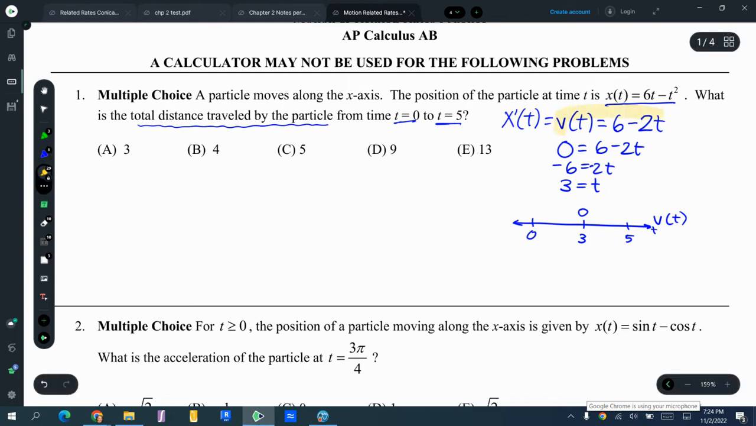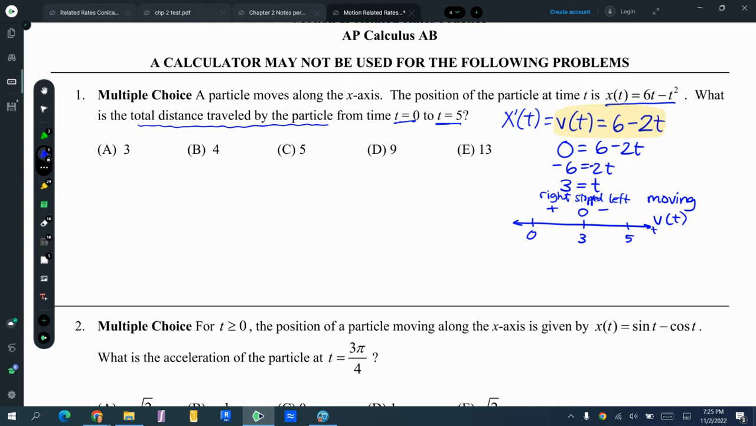And here's my velocity equation, just a reminder. So v of 1 is going to be 6 minus 2, so that's a positive number. And we're going to plug in something like 4. When I do that, 6 minus 8, that's a negative number. So remember what that means: your particle is going to be moving to the right when velocity is positive, stopped when velocity is 0, and moving left when the velocity is negative.